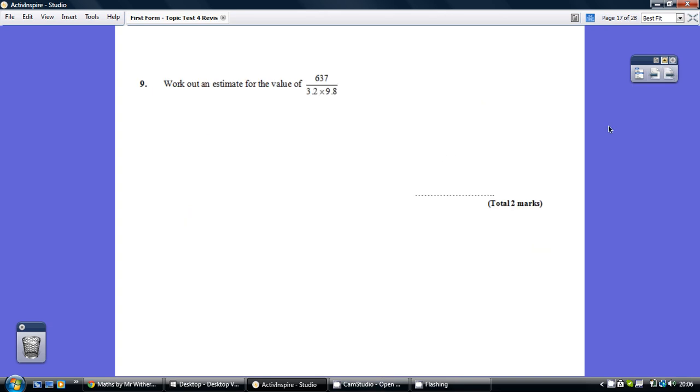9 is similar. So have a go. So we start off by writing each of these three to one significant figure. Each has only got one number, which is not zero. So 637 rounds to 600, 3.2 rounds to 3, 9.8 rounds to 10, and now you just work this out.